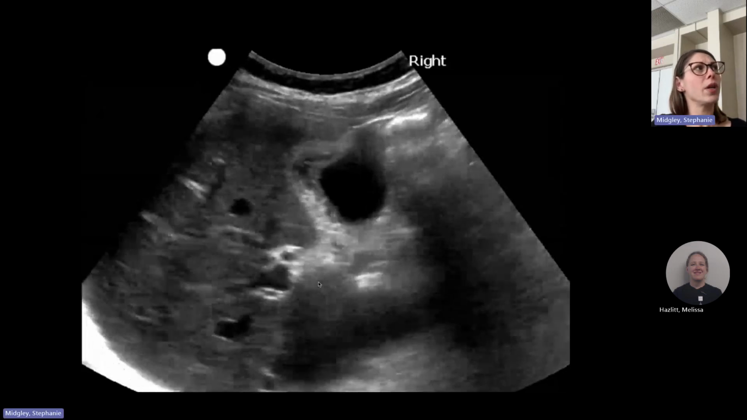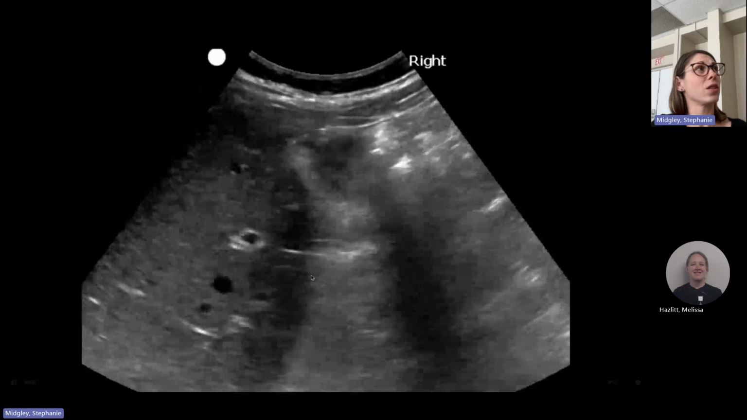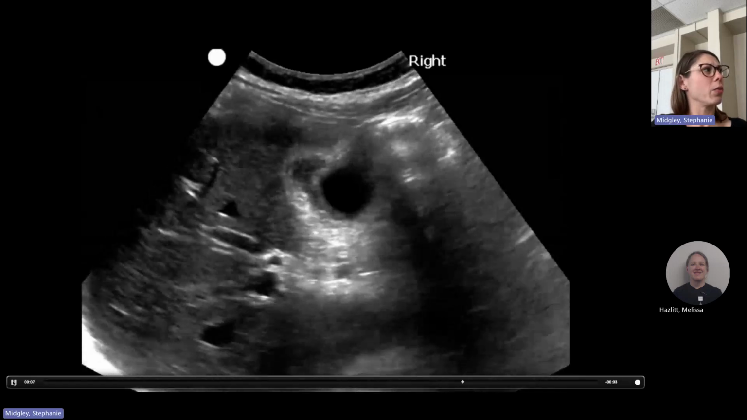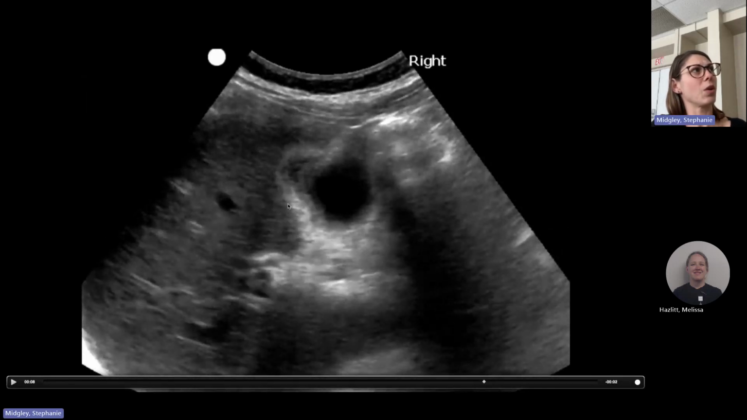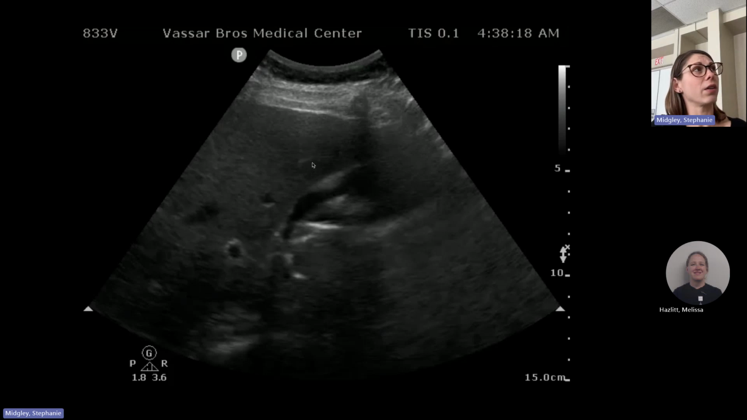When it comes to measuring gallbladder wall thickness, I always wondered, where do I measure in this picture? Do I measure here or am I measuring here? The answer is you measure both. You want to look at the thickest area and measure that spot, not the thinnest spot.